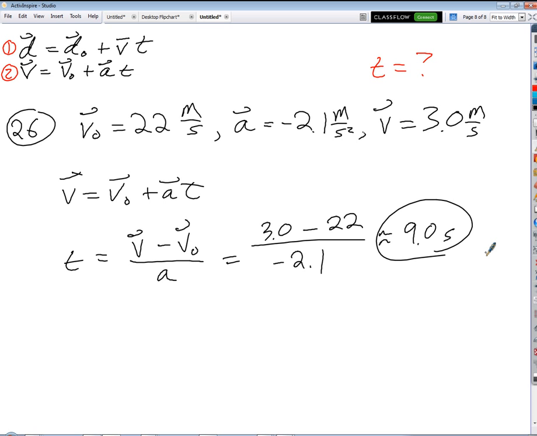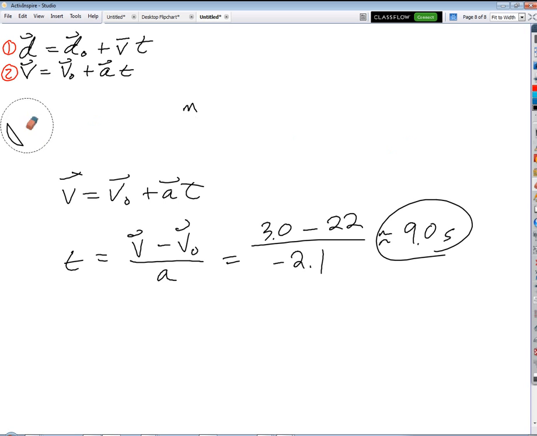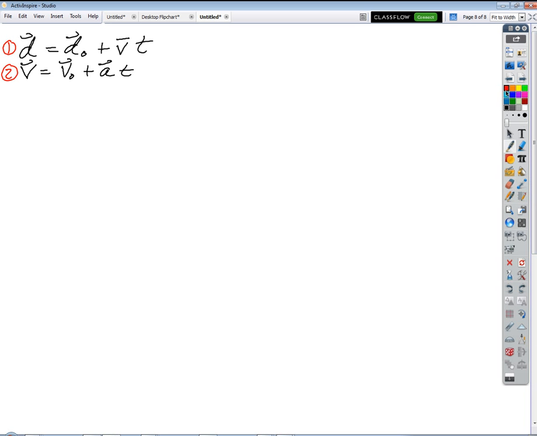Okay. And on to page 103. Okay, so now we gotta add some more equations. After this, we're gonna have all 4 kinematics equations. That's all we need.